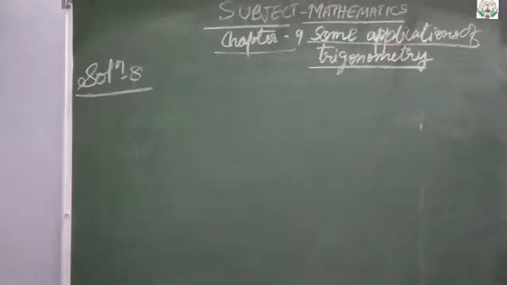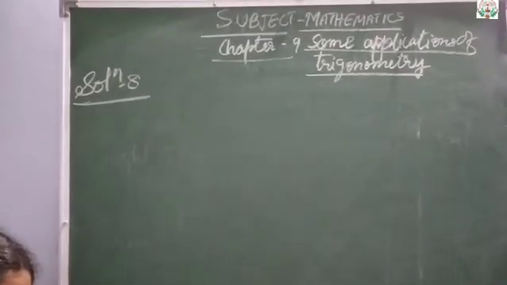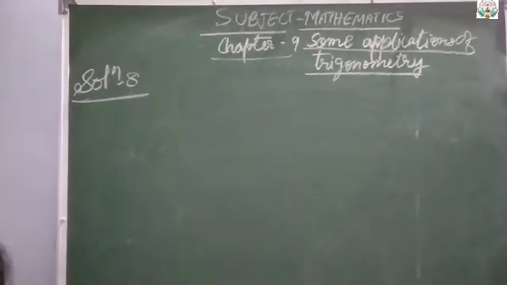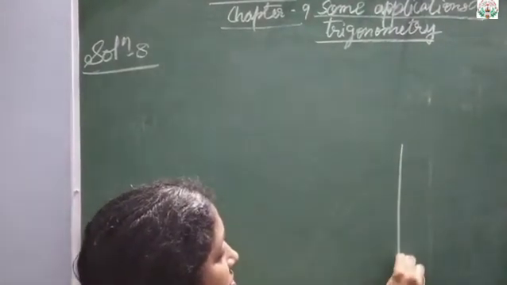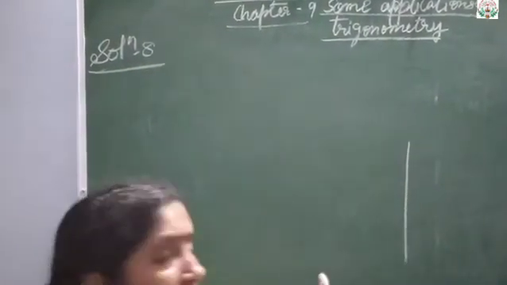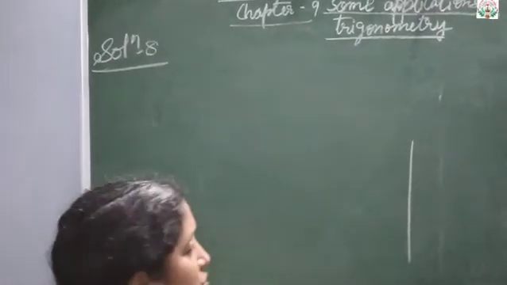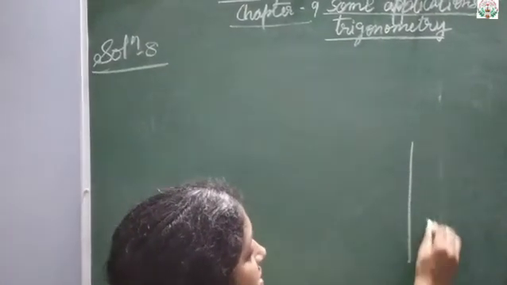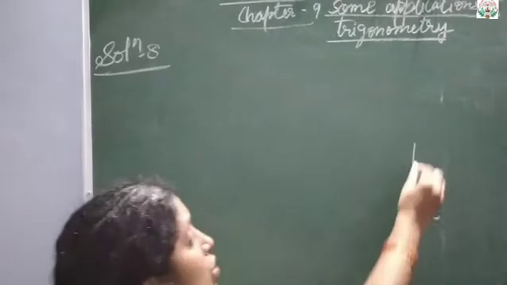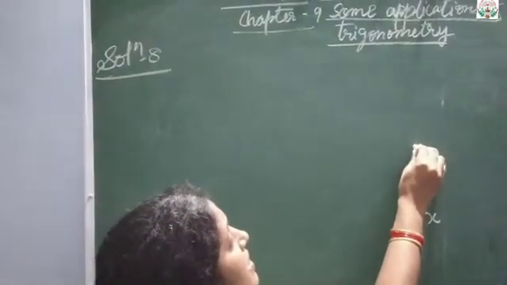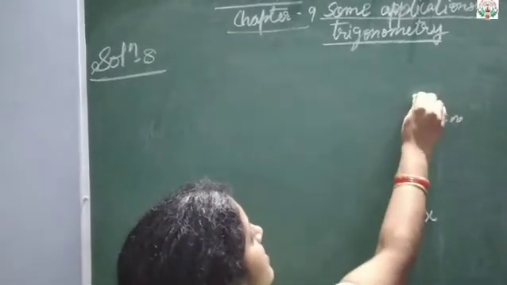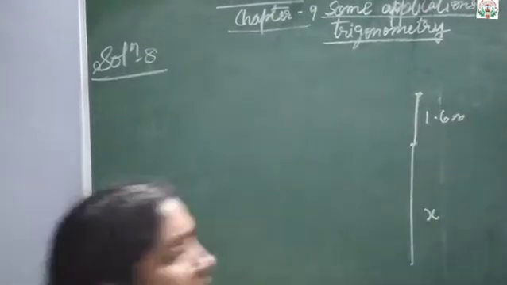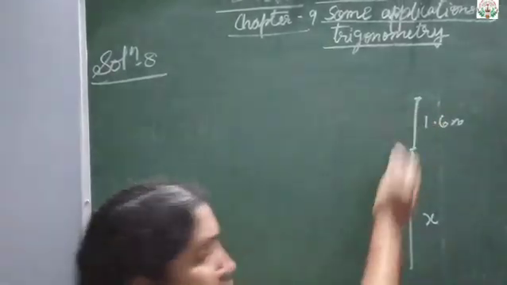Okay. Now see question number 8. A statue 1.6 meter tall stands on the top of the pedestal. Suppose this is the height of the pedestal. It is not given to us, so let it be x. On the top of the pedestal a statue of 1.6 meter height is placed. This is the height of the statue.